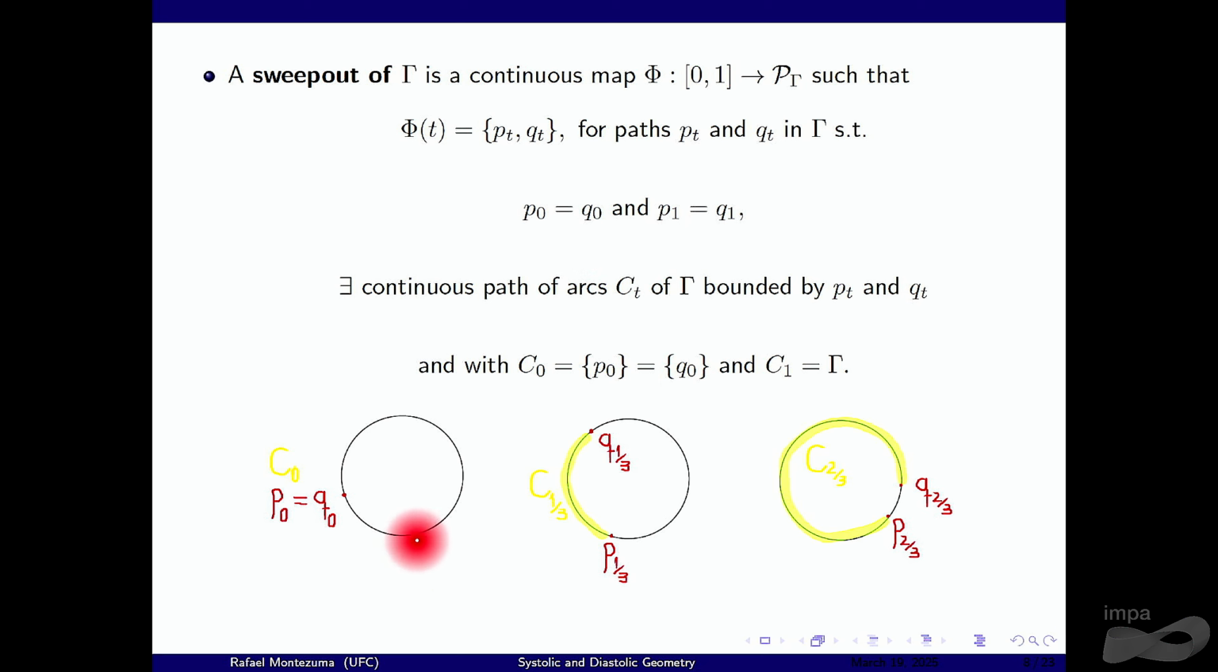And if you follow through this path of pairs, for each time you have an arc of the curve gamma that we call ct that increases continuously from just a point to the whole curve, like in this picture here. So here C0 just coincides with the point. At time t equals 1/3, maybe this curve C 1/3 is this arc here, and at time 2/3 it's this bigger arc, and then it closes on the other side. Right. So these are sweep outs.